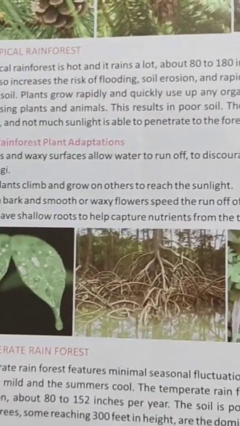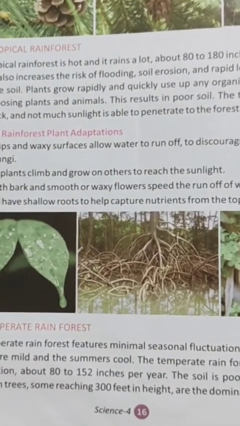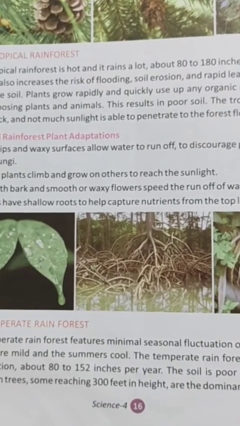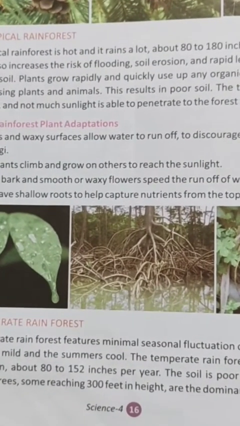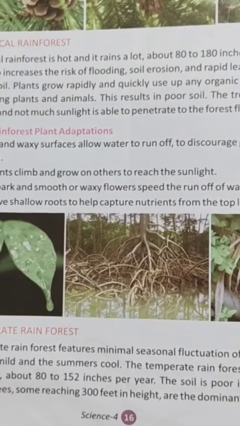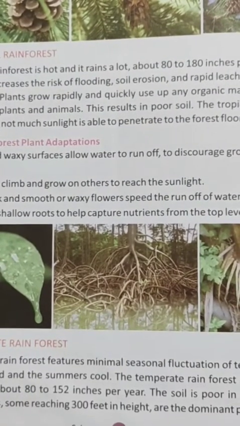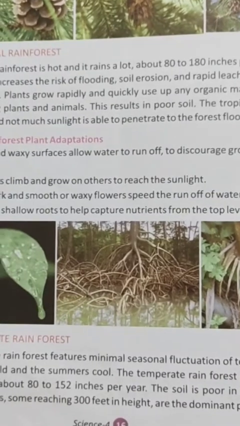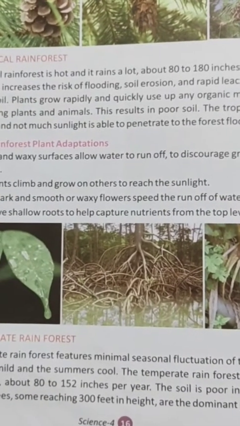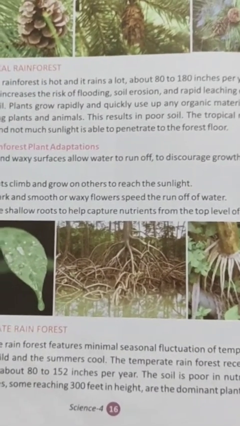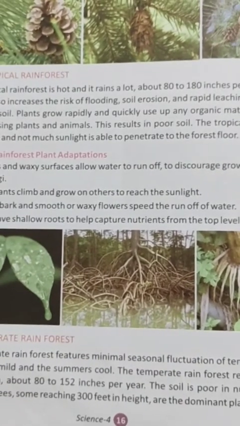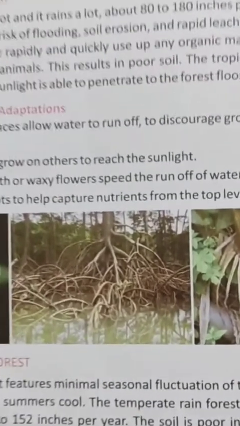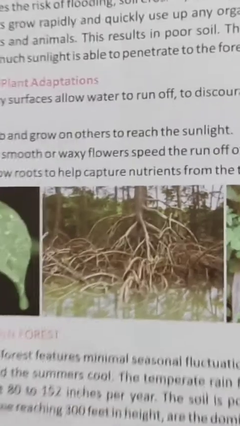In the tropical rainforest, some plants climb and grow on others to reach the sunlight. In the tropical rainforest, smooth bark and smooth, waxy leaves help the water run off. Plants have shallow roots to help capture the nutrients from the top of the soil. As you can see in this diagram, they have shallow roots.